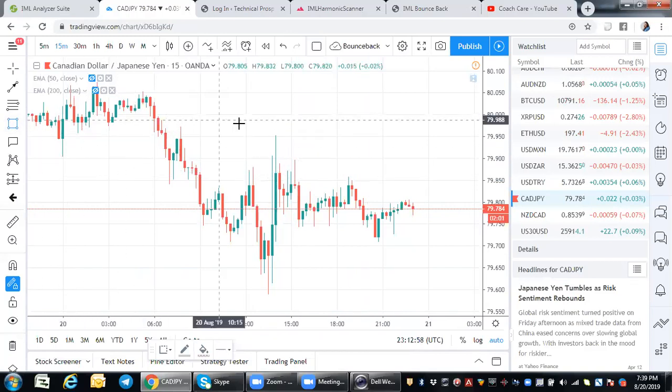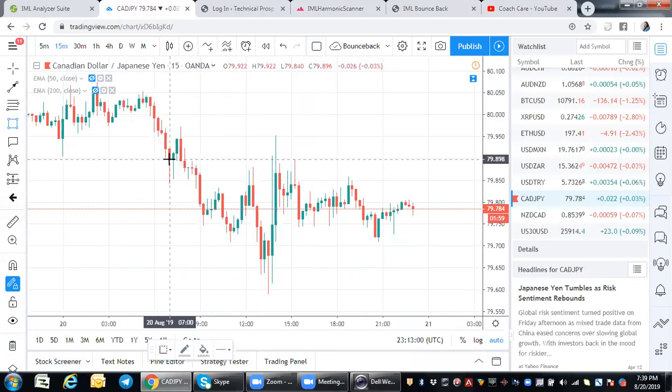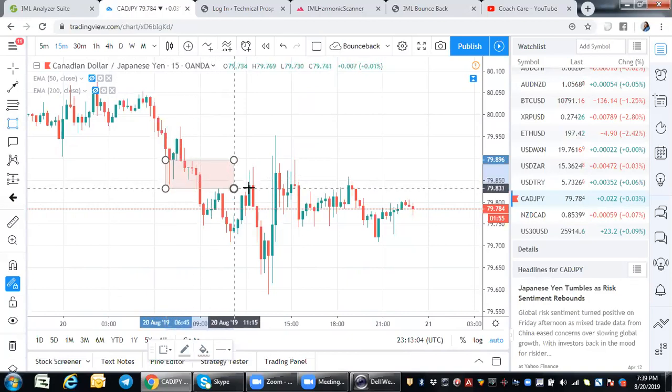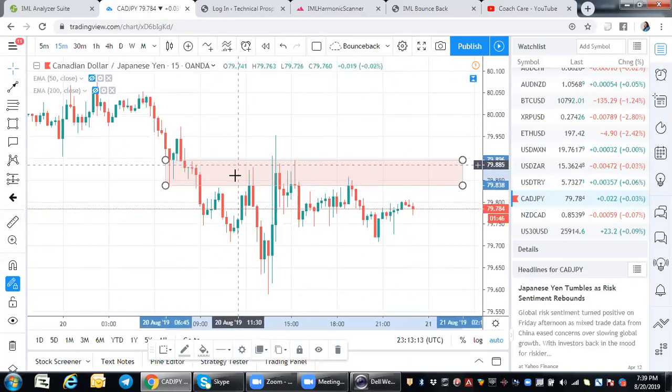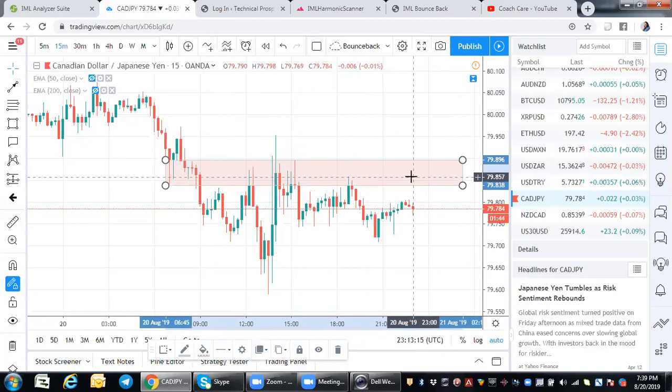So using a rectangle box, I'm going to start from this candle body, and I'm going to bring it all the way across. So this is my neckline. This entire area here is my neckline, right?